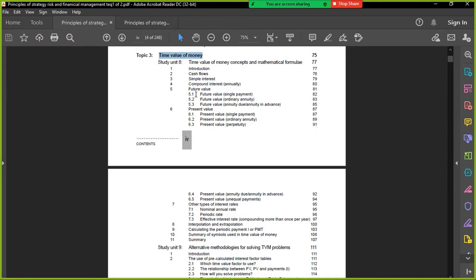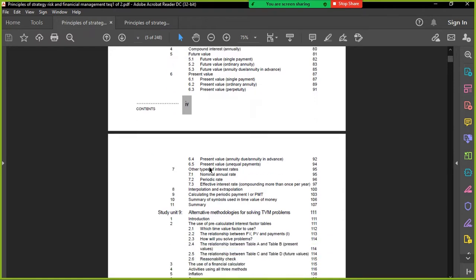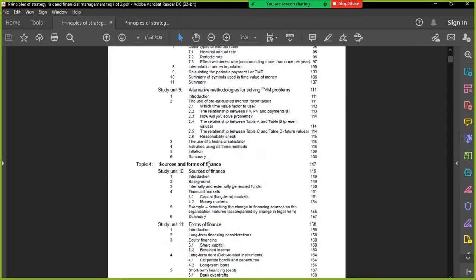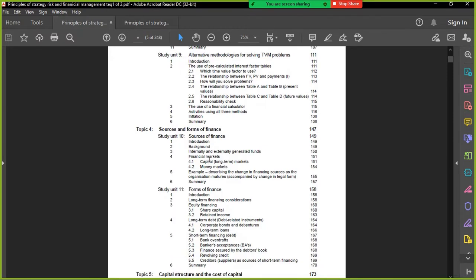All right, but as long as you're okay, so study unit eight, time value of money. These are all basic concepts: compound interest, simple interest, and then obviously future value, present value calculations, annuities. All right, so you can let me know which section you want me to focus on.